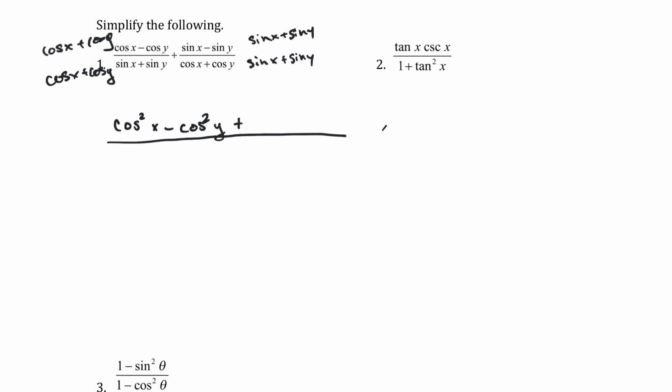Then we're going to do the second fraction just the same way. We're going to have sine squared x and minus sine squared y. And that's all over those two things put together, right? So sine x plus sine y, cosine x plus cosine y.